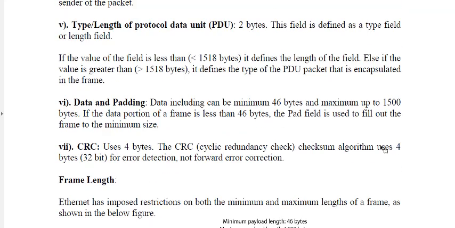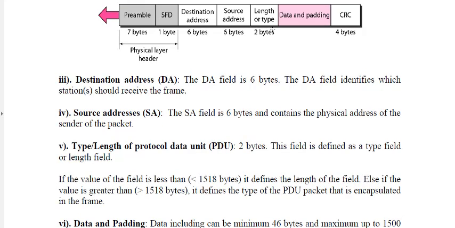And then let us come to this length or type. Basically, the value is below 1518 or above 1518. Why do they say 1518? Because the maximum length of this payload is 1500 bytes. And then you count these things: 6 plus 6, 12, 12 plus 2, 14, 14 plus 4, 18. So 1500 plus 18, this is the 1518.